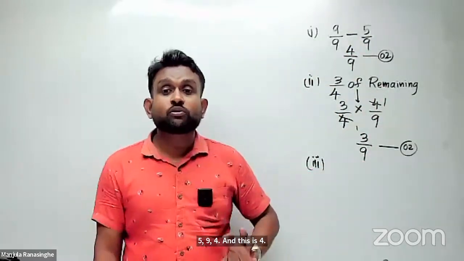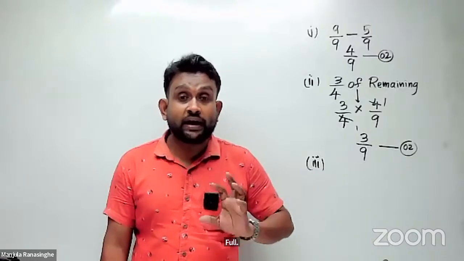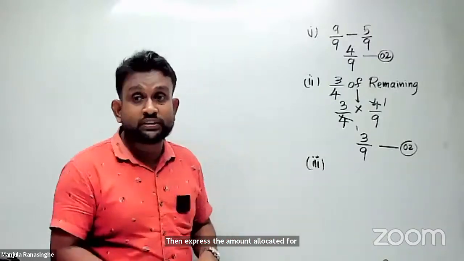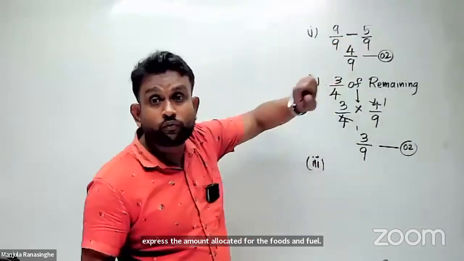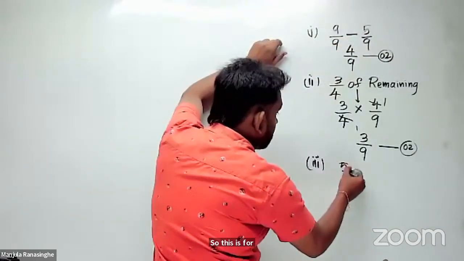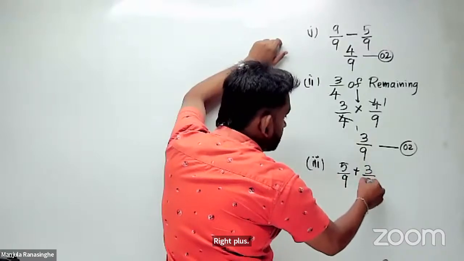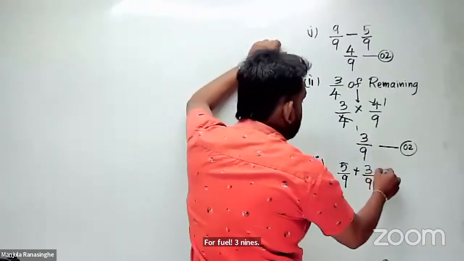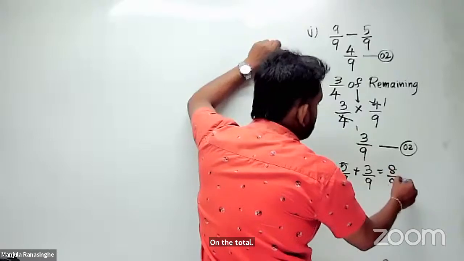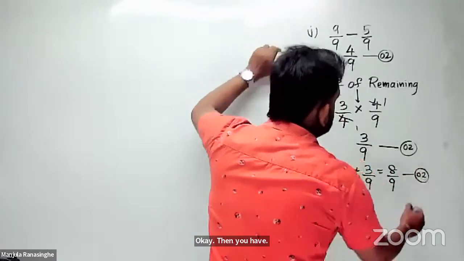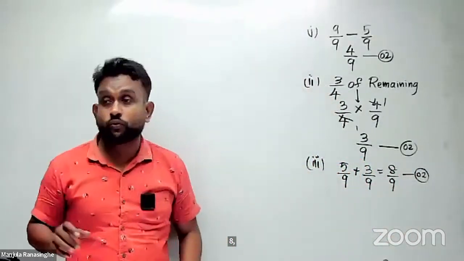Then part 3. Now we know that 5/9 is for food and this is for fuel. Then express the amount allocated for the food and fuel total. So this is for food, 5/9, plus for fuel, 3/9 from the total. Then you have 8/9, 8 upon 9. For that one, you have another 2 marks. This is for food and fuel.